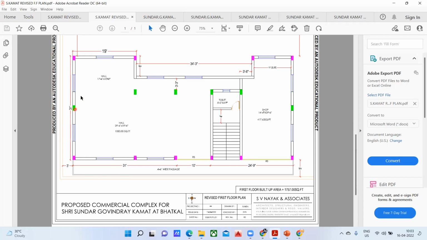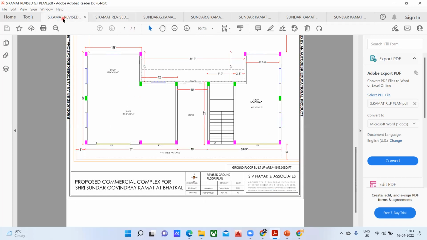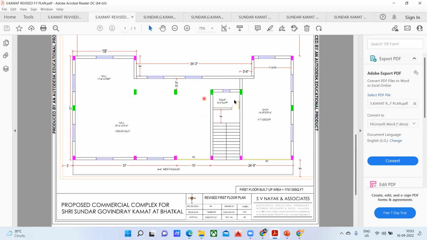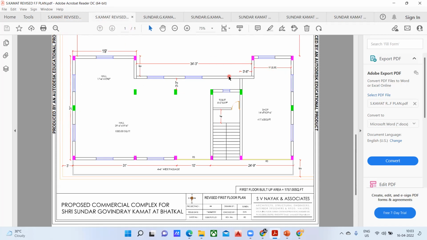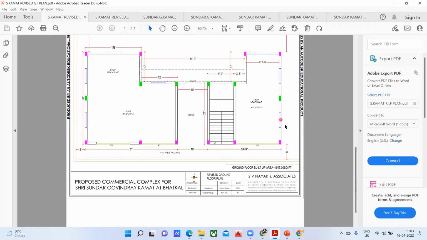Again, you can see the columns here. Now you are very clear. The green color column represents one size of a column, and the pink is the other size of a column. But almost everything is the same. We have 4 columns here, and the same 4 columns have come here. There are no changes in that. These 2 columns we had, the same 2 columns are here itself. I don't think there are any changes which have happened in the first floor.